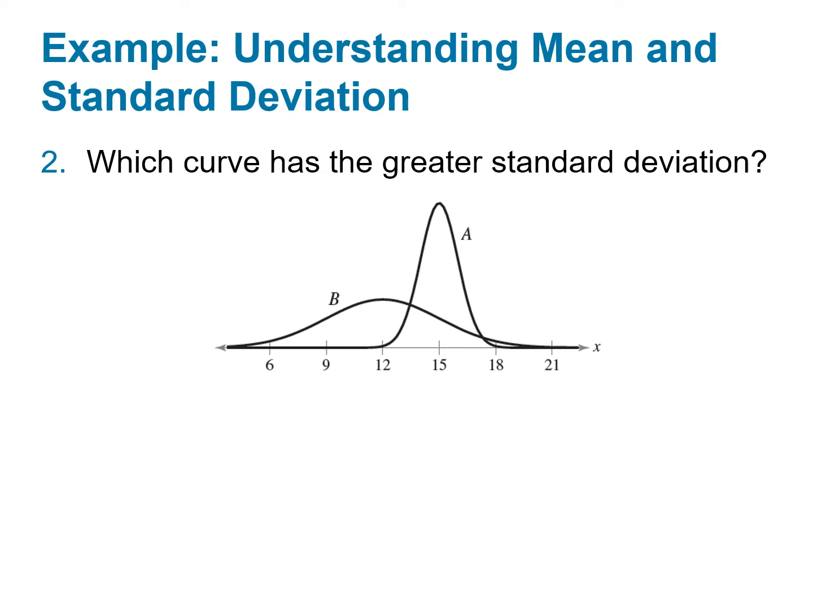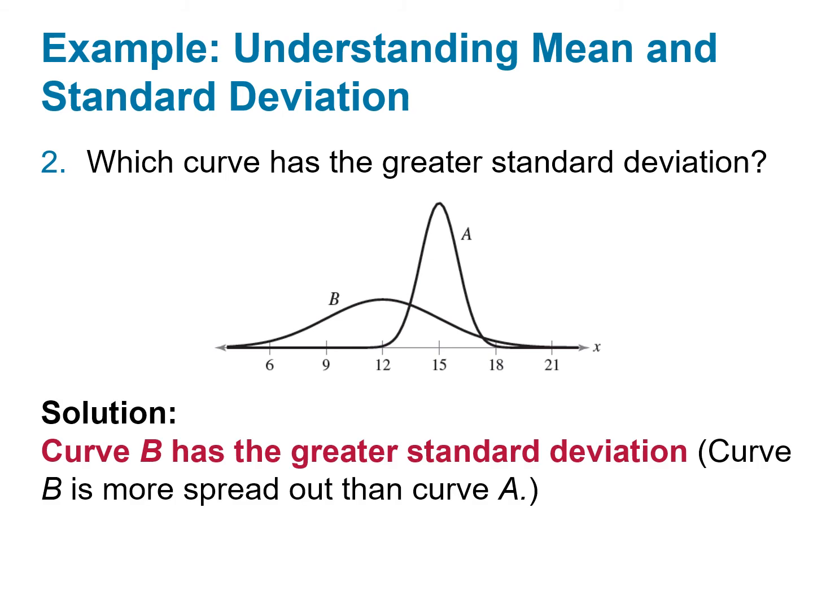Okay. Now, which one has the greater standard deviation? Remember, a greater standard deviation means it's more spread out. So the one that looks more spread out, more flattened, is going to be B in this case. You see how it's more spread out than A.